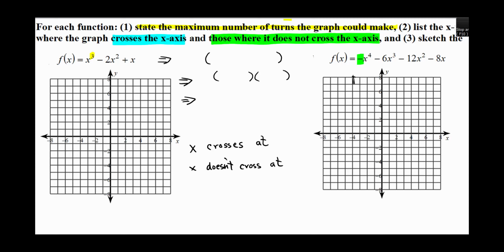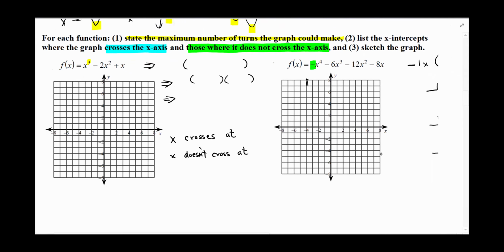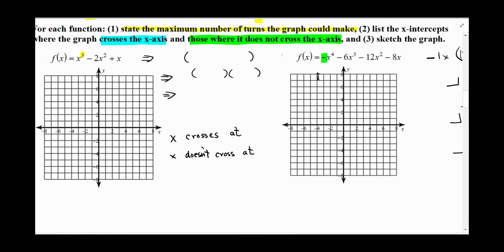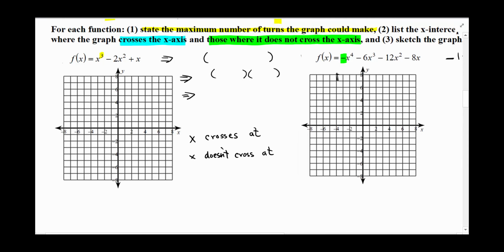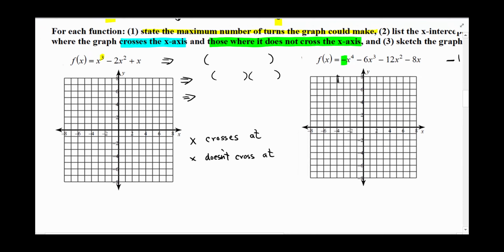Okay, for each function, state the maximum number of turns the graph could make. List the x-intercepts where the graph crosses the x-axis and the x-intercepts that do not cross the x-axis, and then sketch the graph. This sounds more complicated than it is, so let's go ahead and get started. So for this first one, state the maximum number of turns the graph could make.